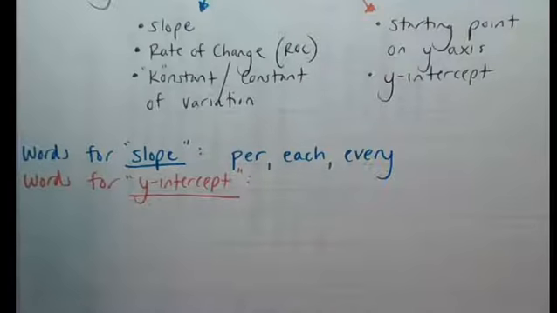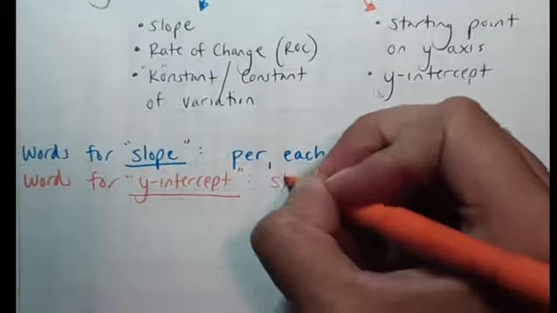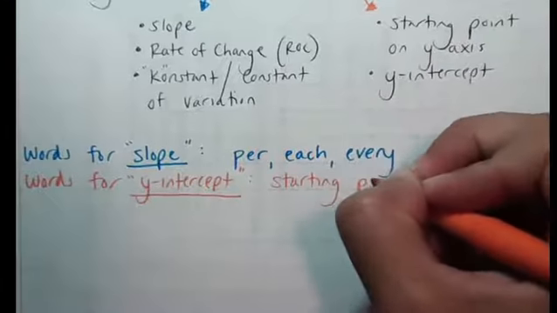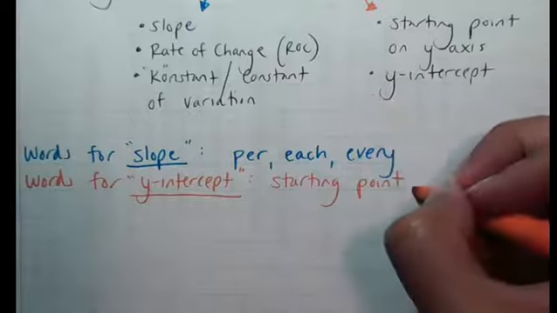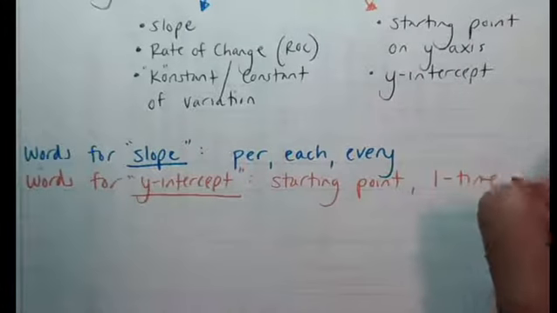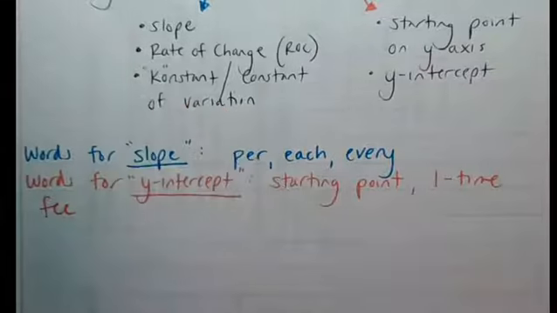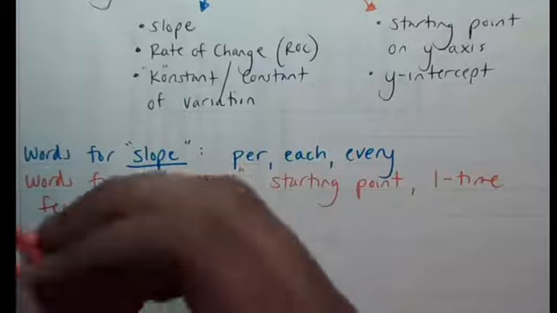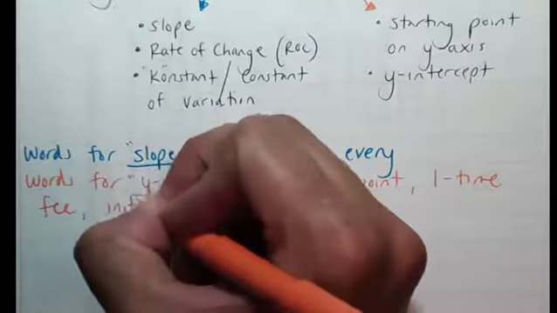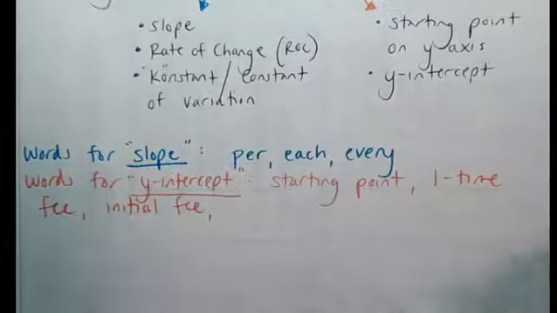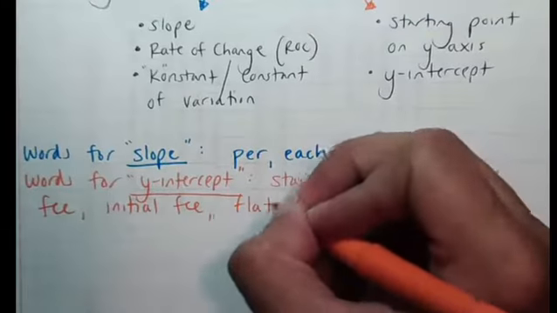Okay, some of the words that represent y-intercept. First one would be our starting point. The tank might already contain 50 gallons. That would be our starting point. How about one-time fee? If I hire someone to paint the house, they charge a one-time fee of $100 just for the appointment, and then $50 every hour after that. Initial fee is very similar to the one-time fee. The initial fee could be a flat fee.